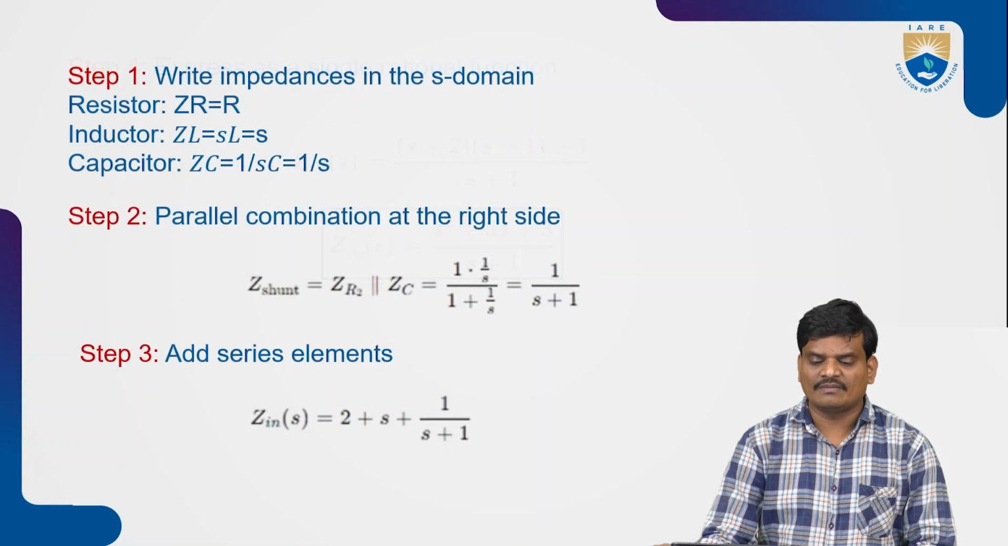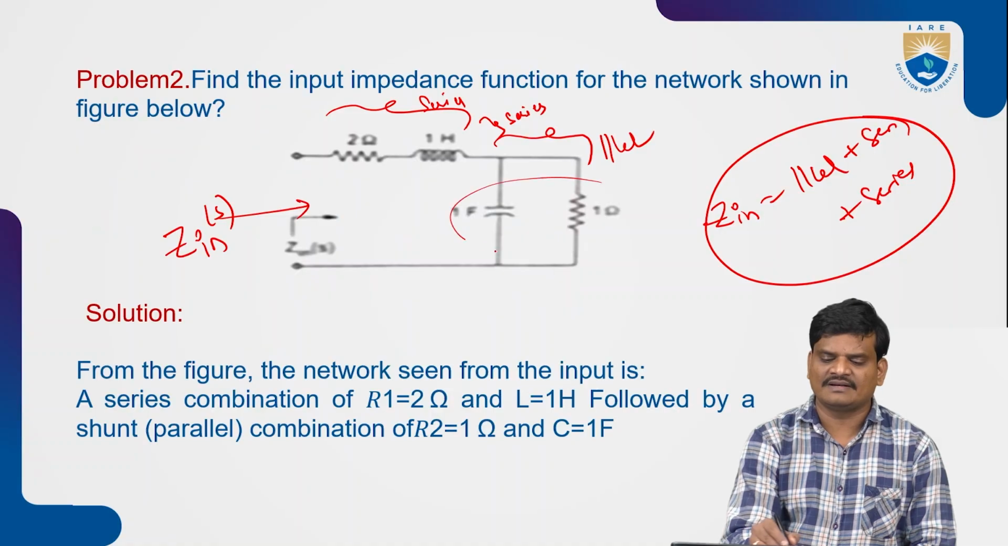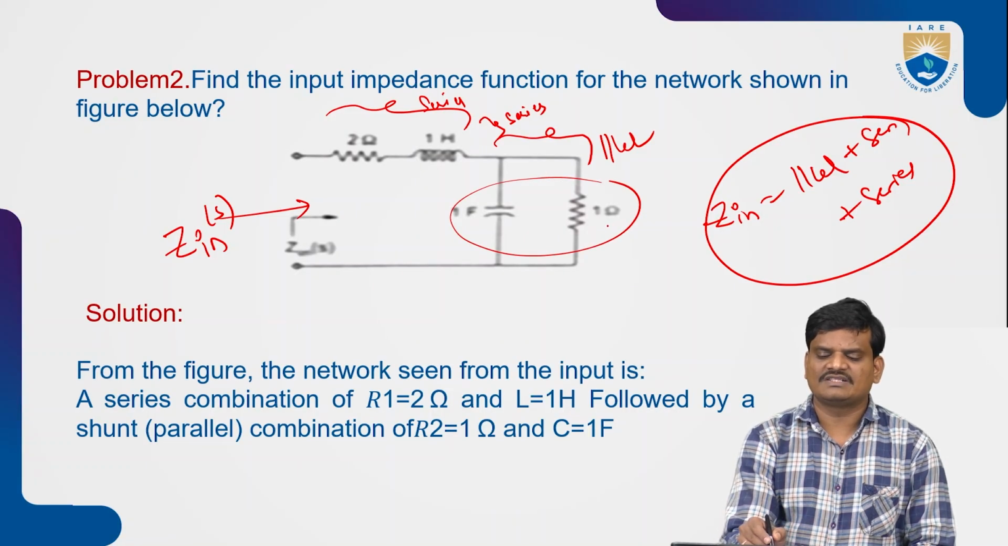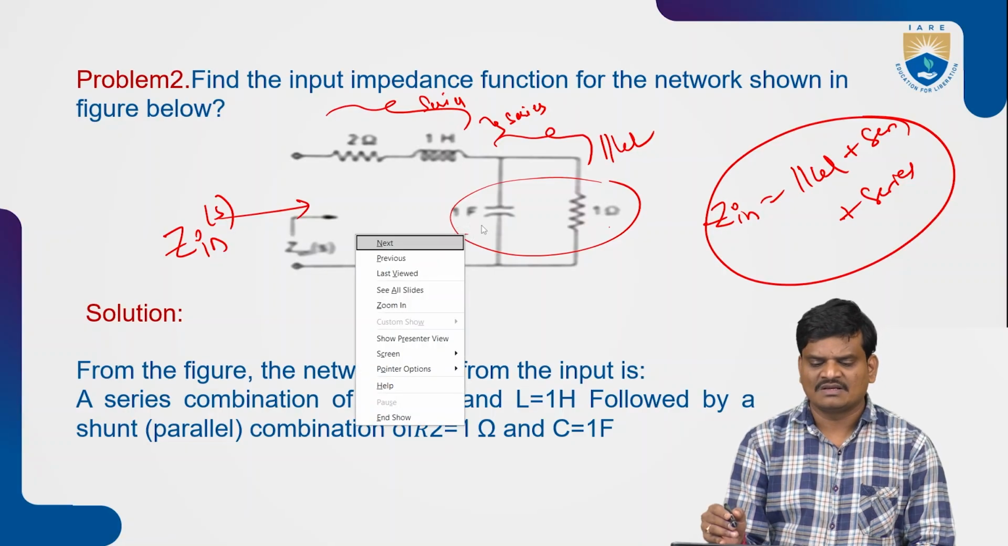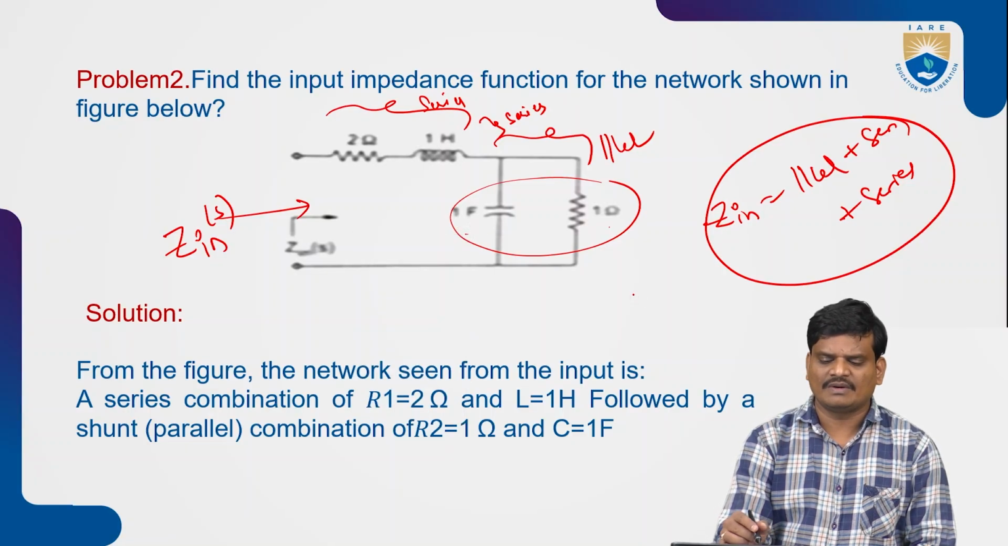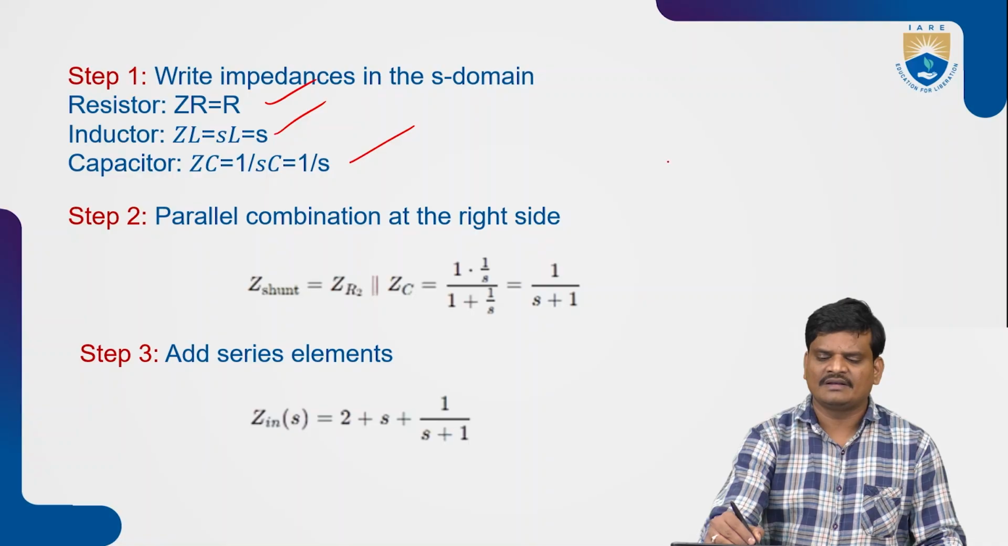So where is the parallel combination here? The parallel combination on this side. So the resistor is considered as what? 1. And what about this particular value? 1 by S. By using that particular formula, what will I get?